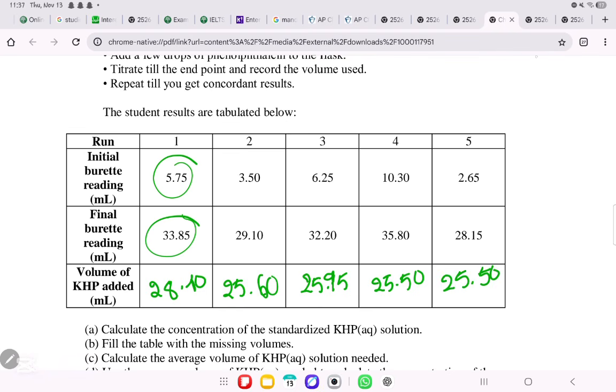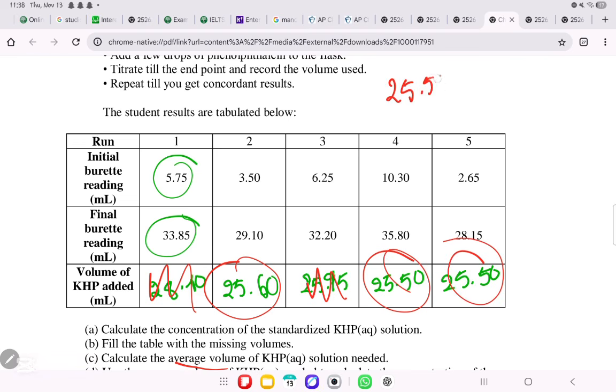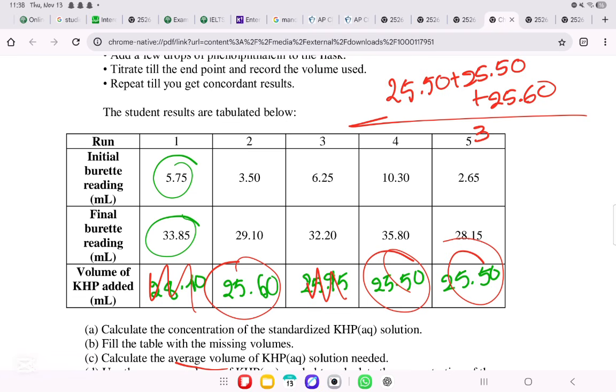Now in part C, they said calculate the average volume of KHP solution needed. You don't take the ones that are far off, you take the closest possible values, which are 25.50 plus 25.50 plus 25.60, divided by how many you have. You have 3, right? So 25.50 plus 25.50 plus 25.60 over 3 will give me an answer of 25.53 milliliters. So this is the average volume.